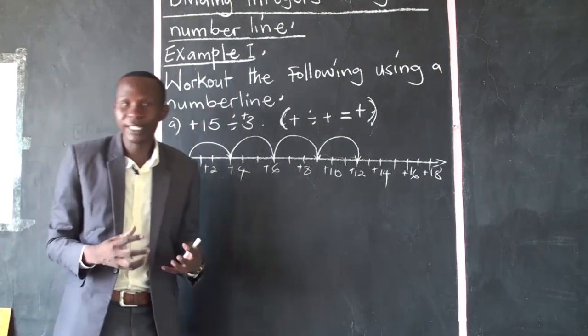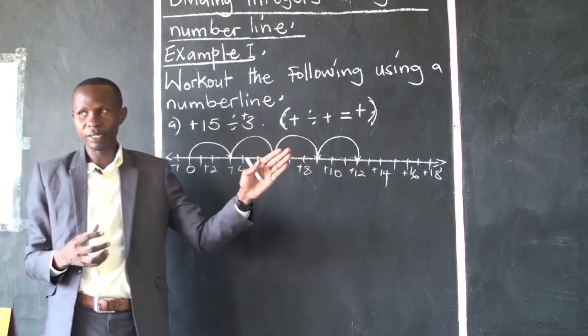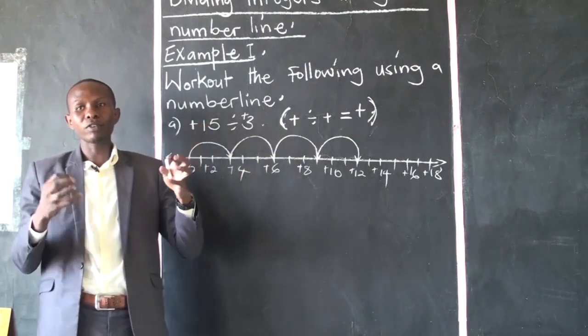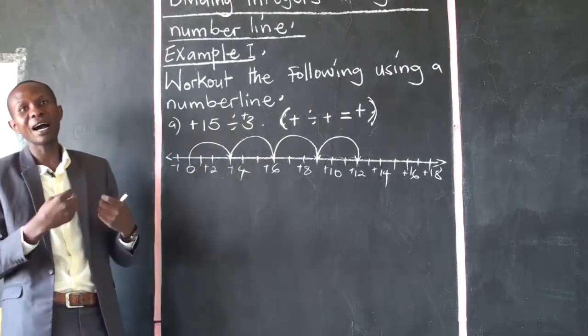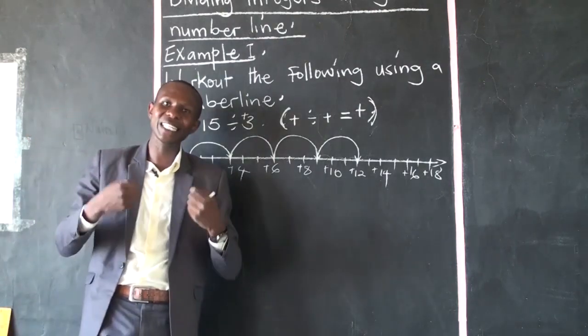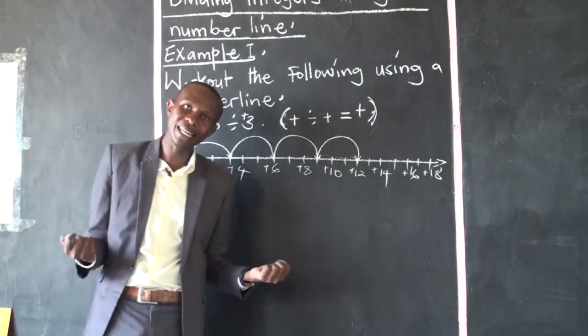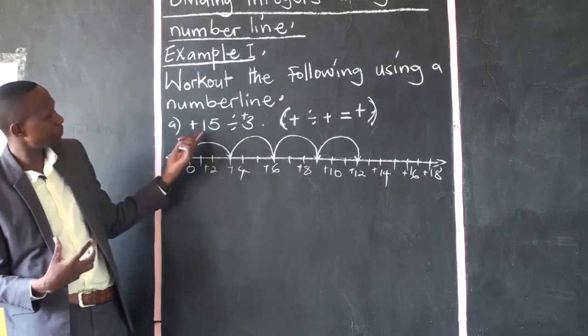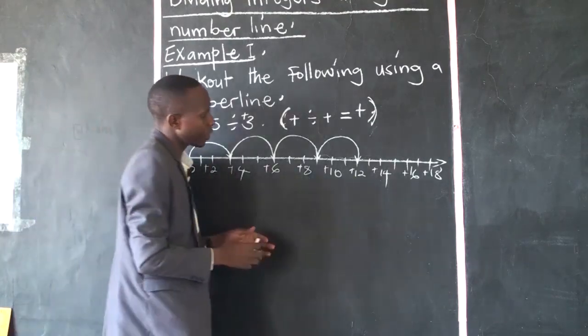So from there I will say, I have already moved 4 intervals, but we have not reached the required number. So what will happen? I will have to continue until I reach the required number. And what is our required number in this case? The required number is 15, positive 15. So let's add 3 more from here.